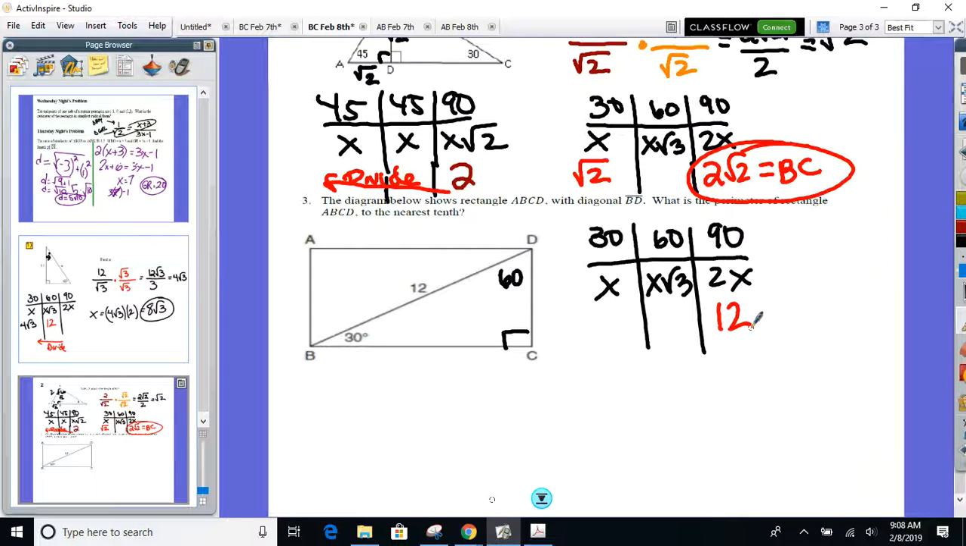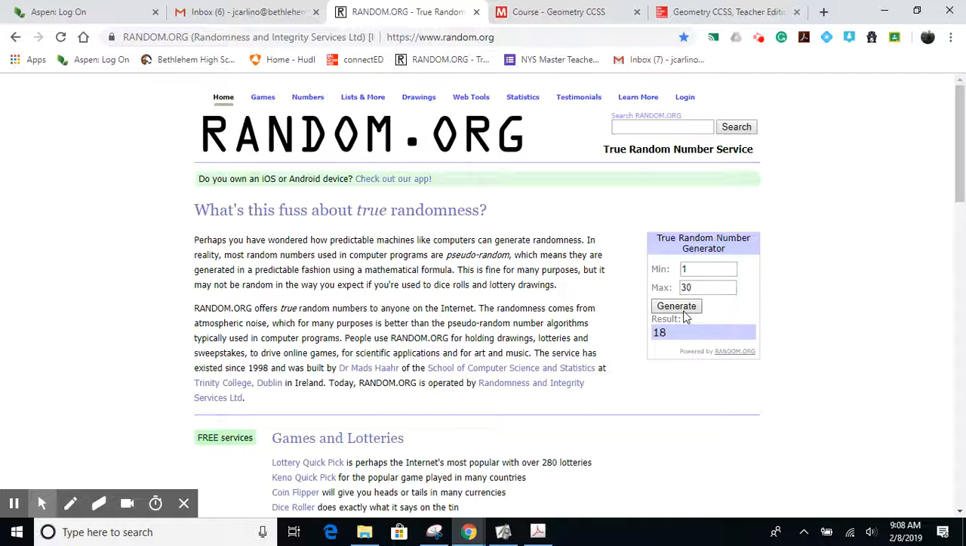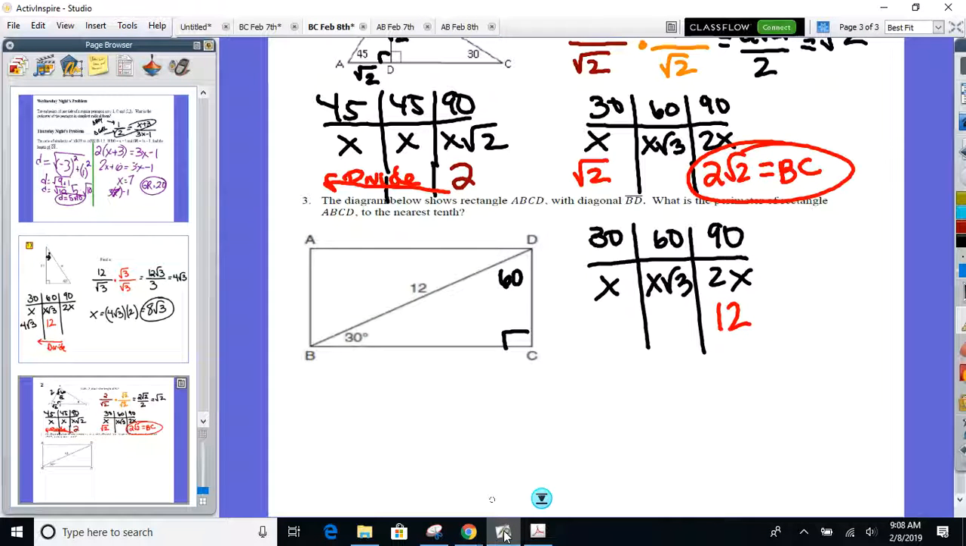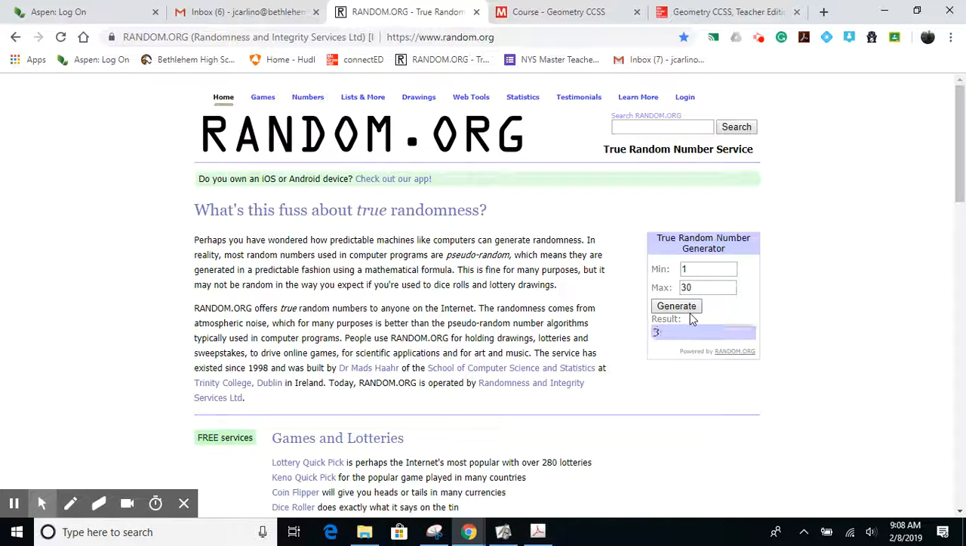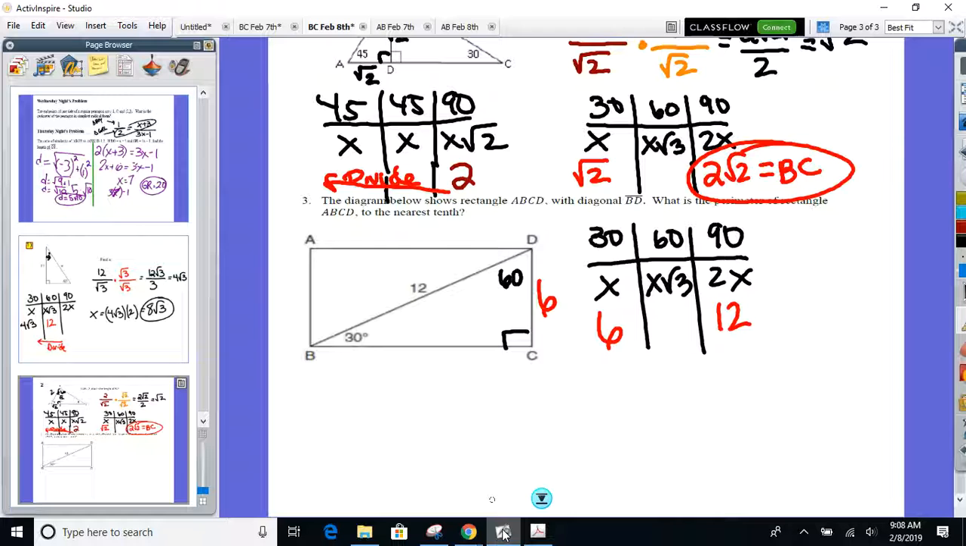Can you fill in the rest? Go backwards. I can find the side across from 30. What's that? Divide by 2. 6. So DC is 6. What about the side across from 60 now? What do you got for me? Side across from 60. 6 radical 3. And since we know it's a rectangle, opposite sides congruent.